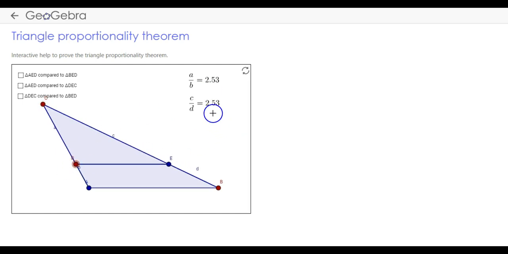Notice it's still 2.53 on both. If I move it all the way up here, 0.25 on both. They are proportional. And that's what this theorem is telling us.